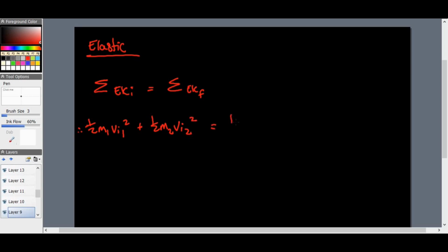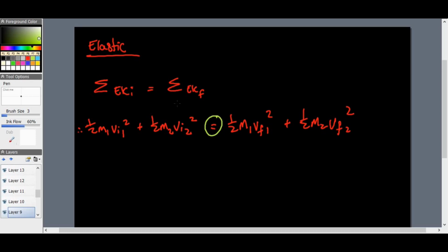is equal to half the mass of the first object times that object's final velocity squared, plus half the second object's mass times the second object's final velocity squared. So this is that, all packed out. It's the total kinetic energy of the objects before and after. If this is the case, that equal sign is very important, then we have an elastic collision.